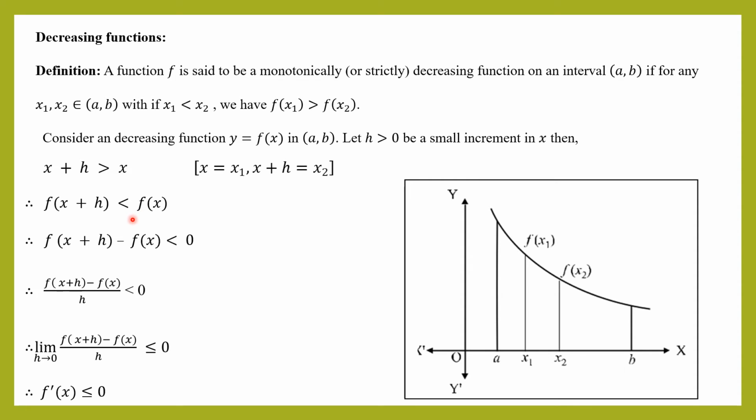Suppose f of x is taken on the left-hand side, then f of x plus h minus f of x is less than 0. h is a small increment, we divide by h, so f of x plus h minus f of x divided by h is less than 0. We take the limit as h tends to 0. Here is h, and this distance tends to 0.